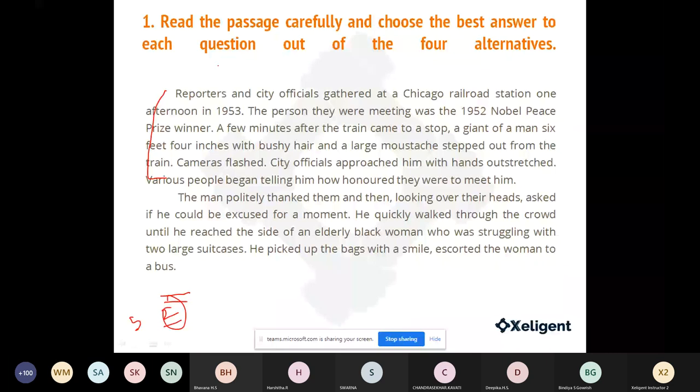Reporters and city officials gathered at Chicago Railroad Station. The railroad station has been underlined so that if I notice a question like that, I can find the answer from the passage. One afternoon in 1953. So the year they were talking about is 1953. The person they were meeting was the 1952 Nobel Peace Prize winner. We don't know who that person is exactly; we have to read entirely to know. He is the winner of the Nobel Prize for Peace in 1952, but they actually gathered in 1953. Okay, so based on this, what is the correct answer?